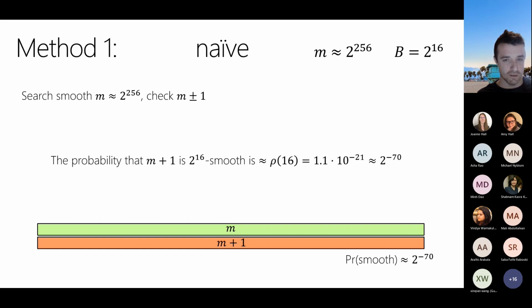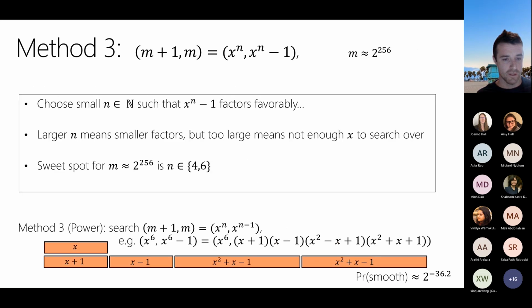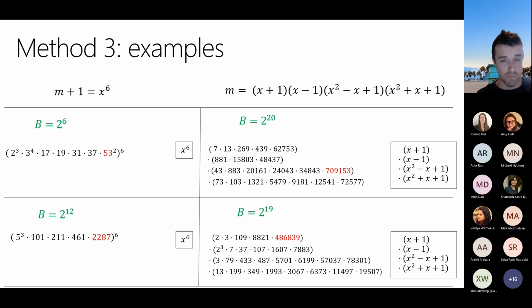I'll leave these slides, but in the interest of time, I'll skip forward through the examples of these three methods that were found in the wild. But the best ones I could find where M and M+1 were B smooth were with the smoothness bound B being 2 to the 19.